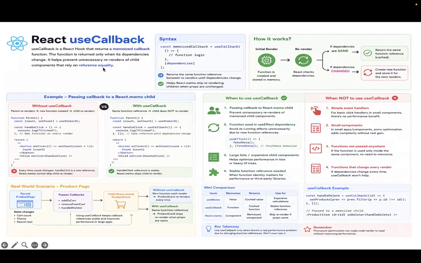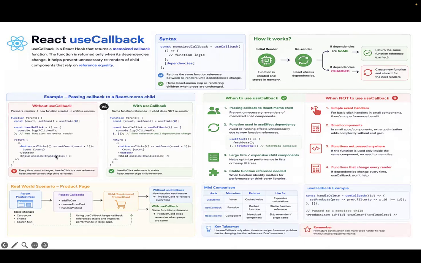So whenever a dependency changes, only then will it create a new function. Otherwise, it will share the same reference whenever the function is called. If you see here, the parent function is doing a state of count check. Here there is a handleClick option. So this is the parent and this is my child button, with onClick.